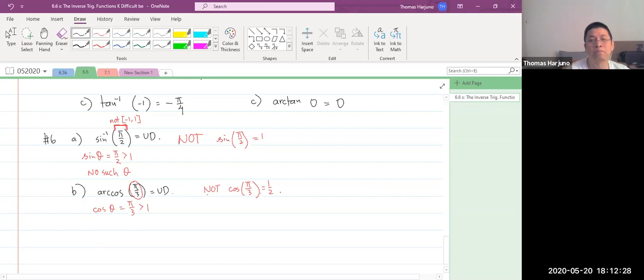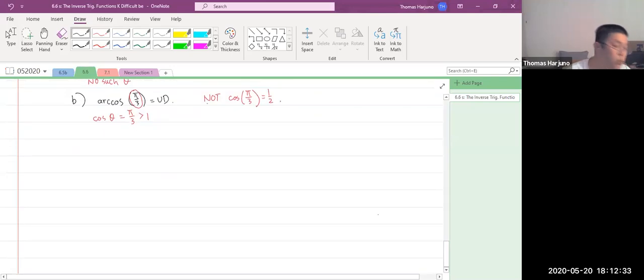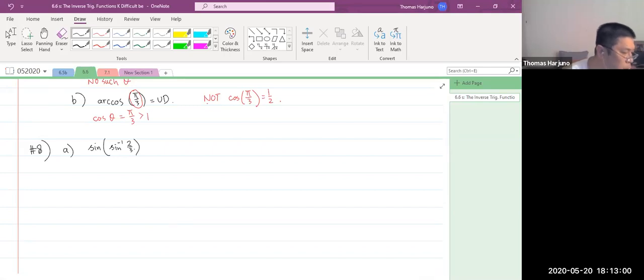Now, I go on further. It gets more complicated. Let's take a look at number 8. I will do only two problems from here. For number 8, part A, sine of sine inverse of 2/3. You will learn something new here, but this something new is something you will do later. We are very close to precalculus level.